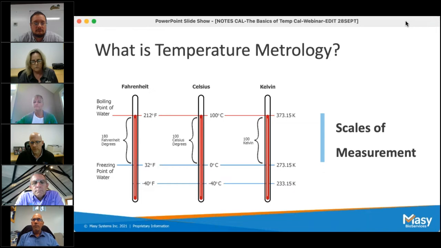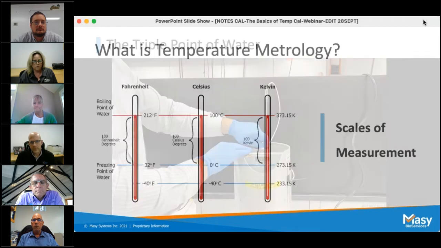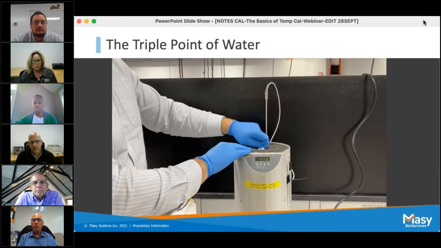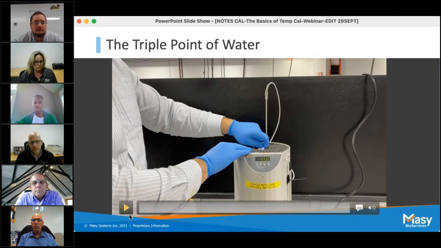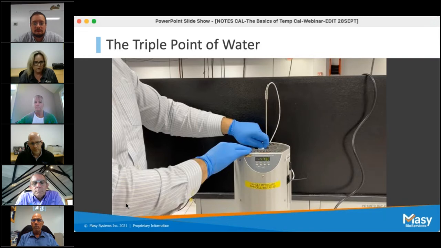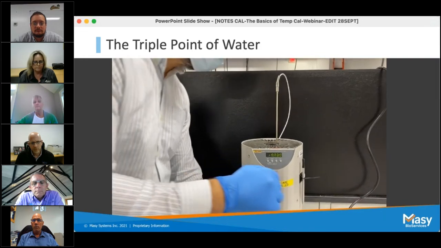Water plays an important role in defining temperature scales. This brings us to the triple point of water. The triple point of water is the point at which water exists in equilibrium at all three phases: solid, liquid, and vapor. We have a video showing the realization of our mini triple point cell.